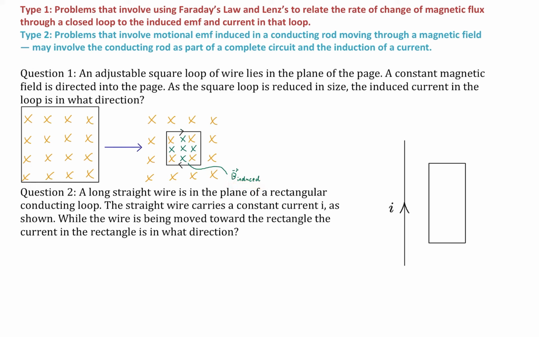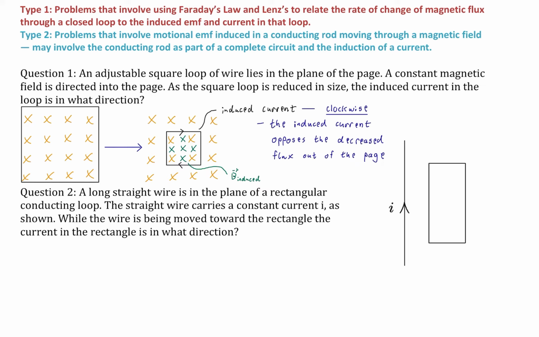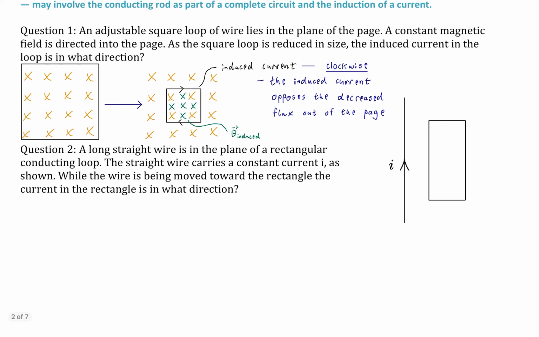Okay, but here's the direction. Of course, by the right-hand rule, we know that since I already showed you the direction of the induced magnetic field, you simply curl the fingers of your right hand, in this case in the clockwise direction, and get your thumb to point into the screen. So indeed, clockwise is our induced current direction. Okay, the induced current opposes the decreased flux into the page. Okay, all right, let's do another one.